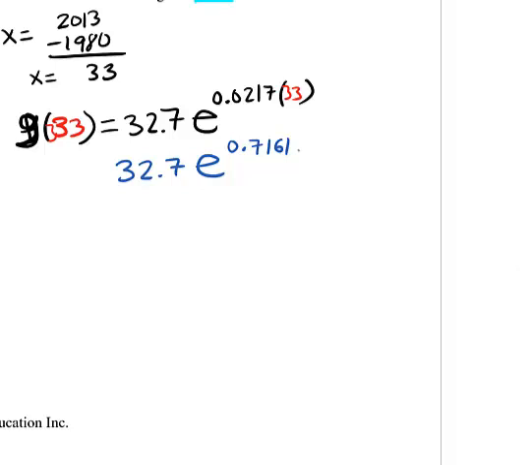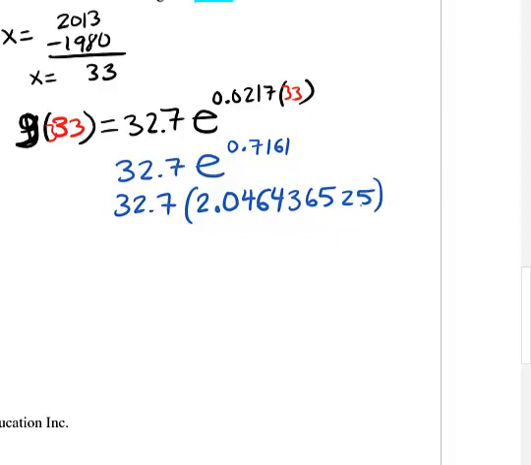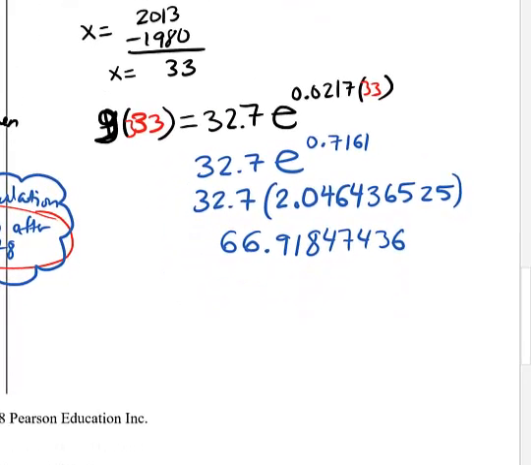Now I'm not working with the 32.7 yet. That should be the last thing. Now I'm doing e to the power, which means pressing second and then the ln button: e to the power of 0.7161. You don't have to write this out; you can just take what you see on the screen and multiply by 32.7, but I'm writing out what I see on my calculator to make sure you see the same thing. Now I multiply by 32.7, and I get 66.91847436.